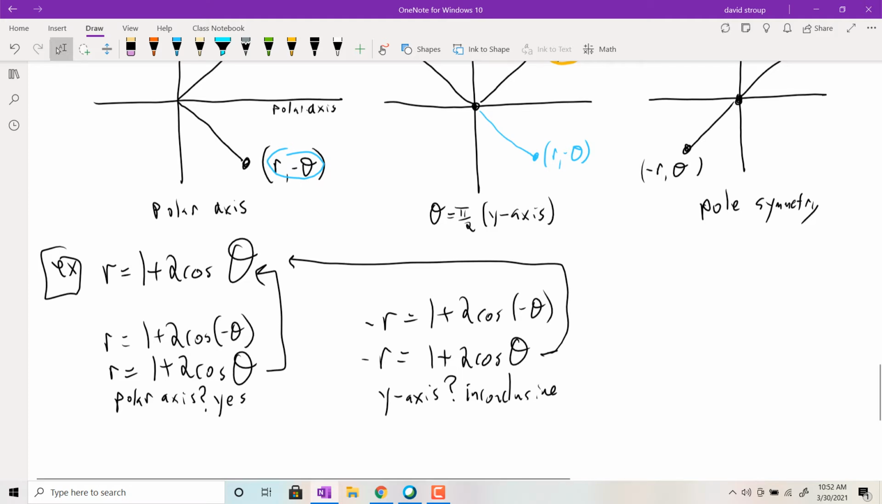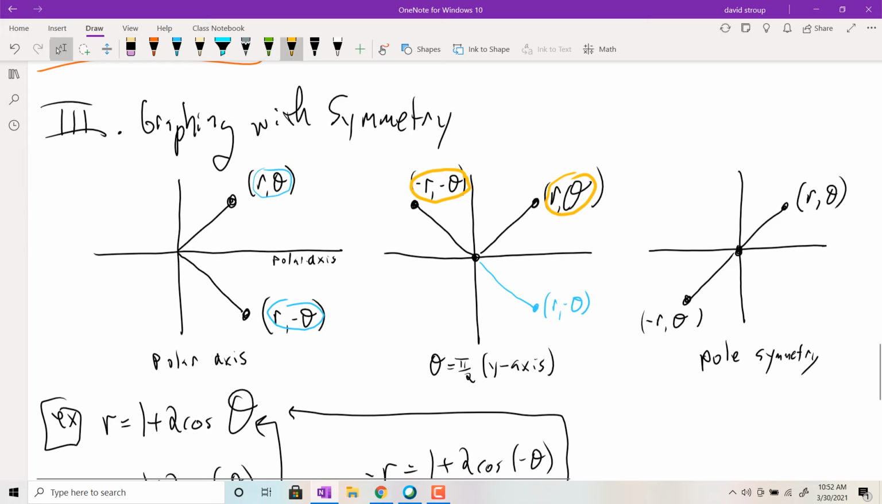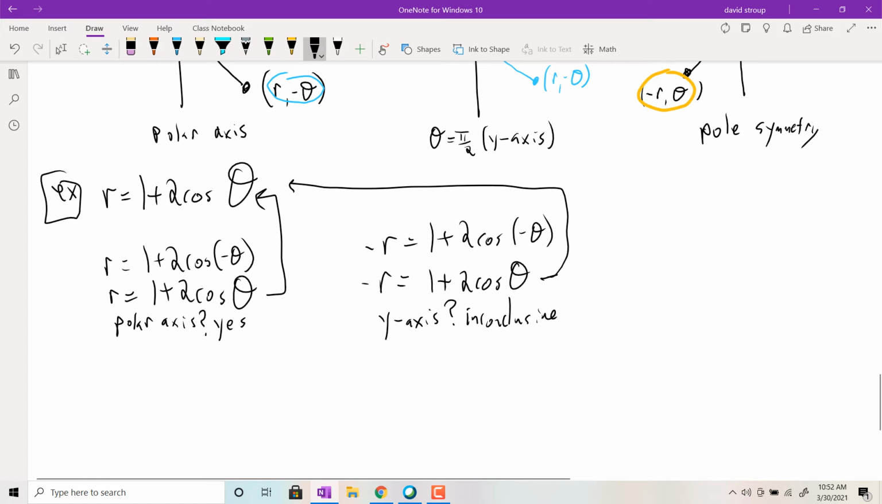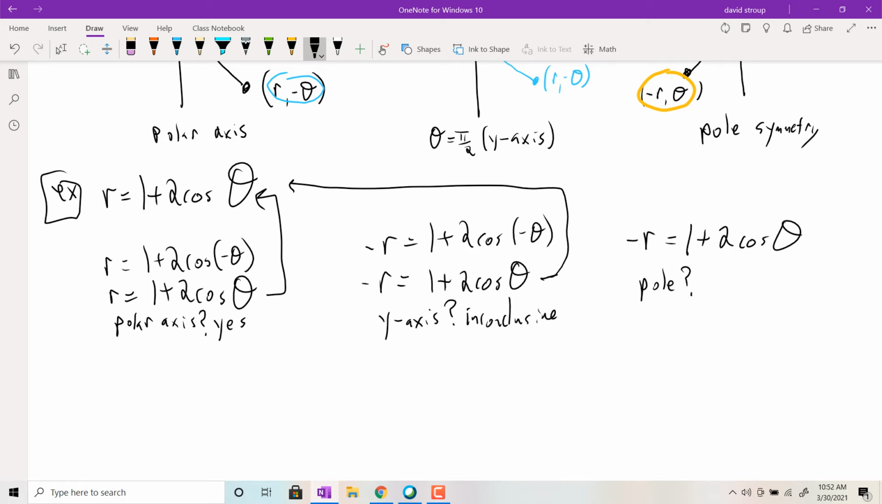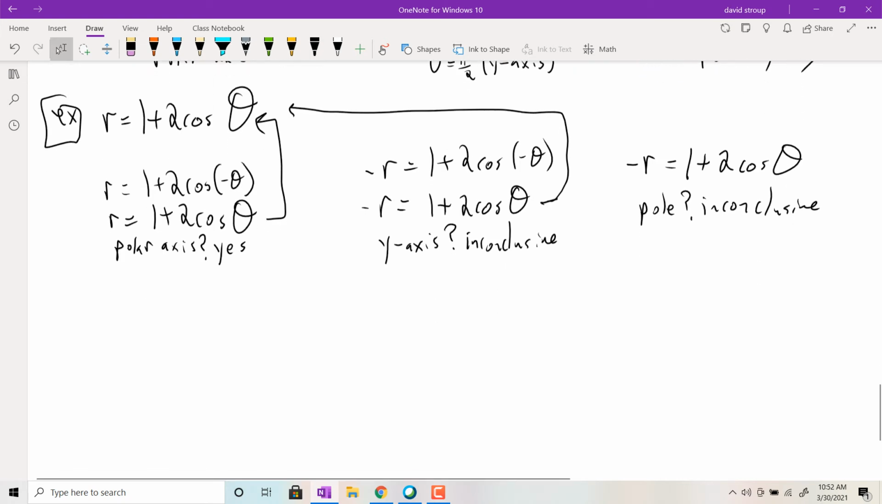And then for polar symmetry, you're just replacing r with negative r and seeing if that leaves the equation unchanged. So no, that's not going to work either, because you're just going to end up with what we got in the previous test. So for the pole, again, it's inconclusive. In other words, we're not sure. We can go ahead and graph this guy and see what we're getting.